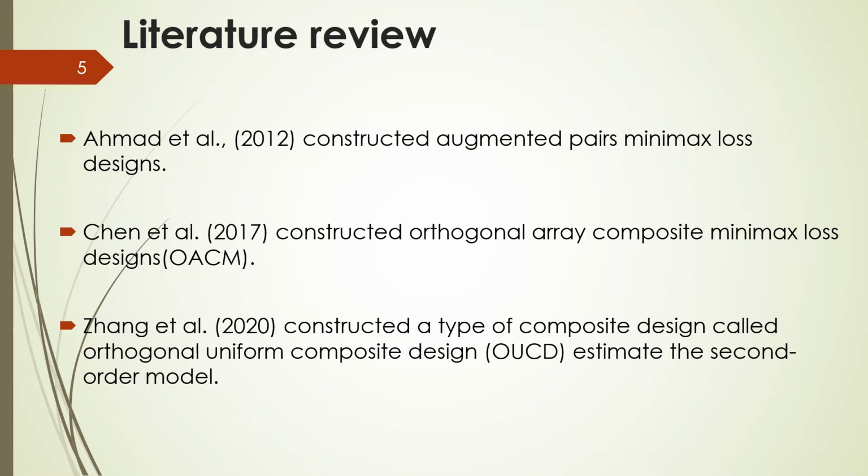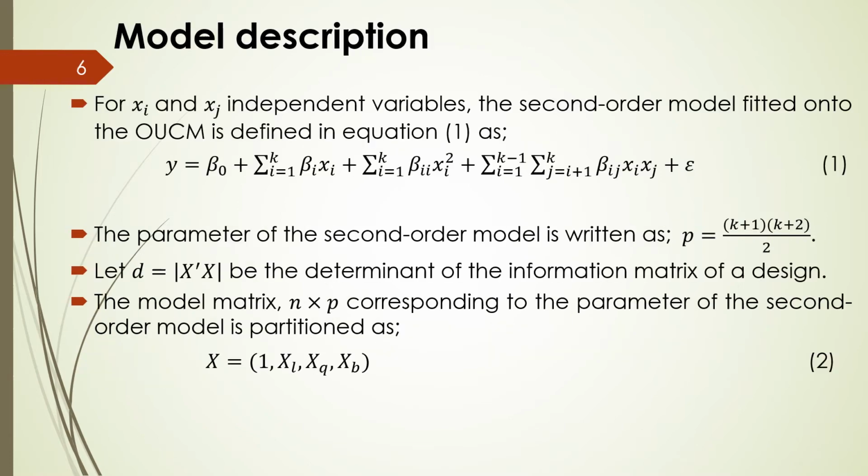Then Zhang et al. 2020 constructed a type of composite design called orthogonal uniform composite design, that is OUCD, to estimate the parameters of the second order model. And in this paper, we extended the work of Zhang et al. by constructing a design that is robust to missing values.